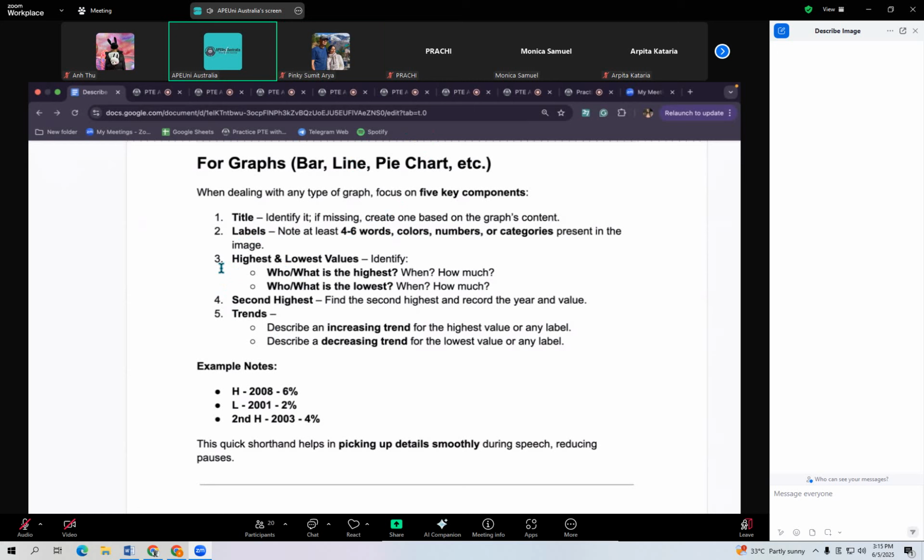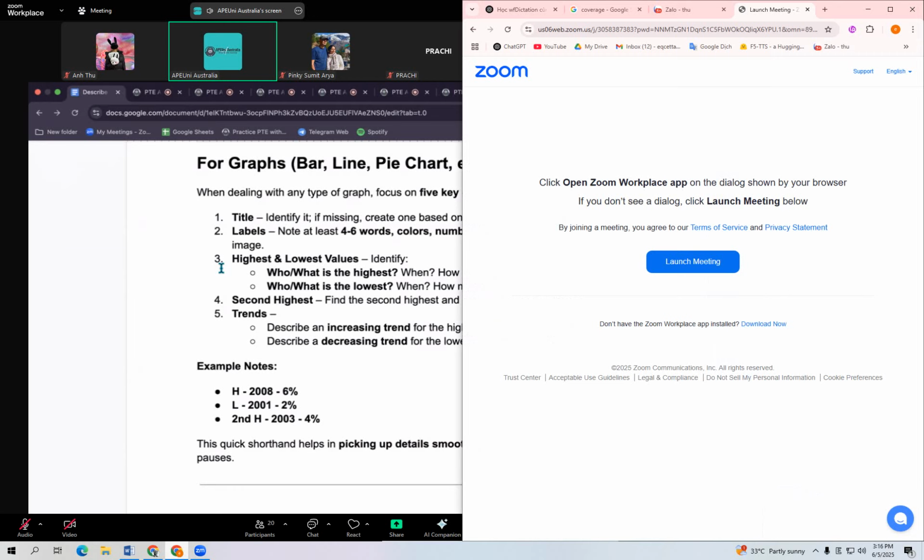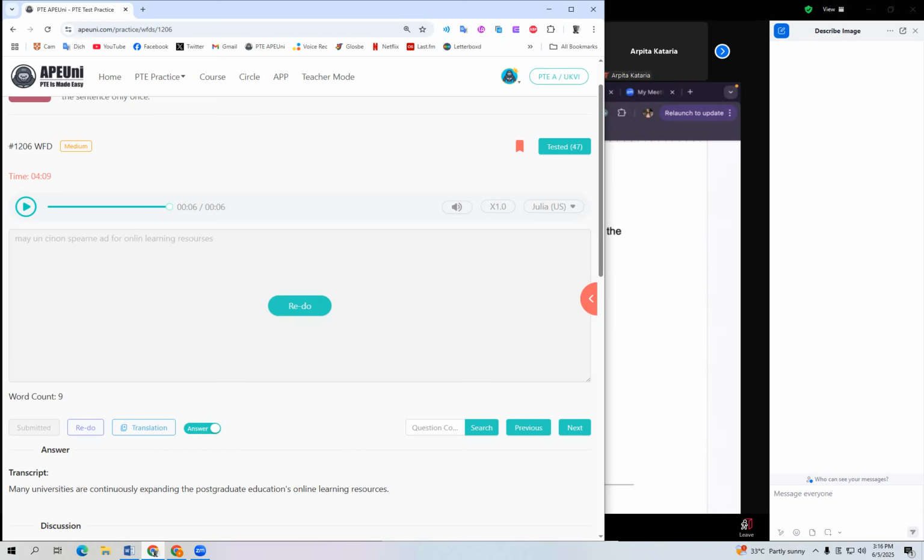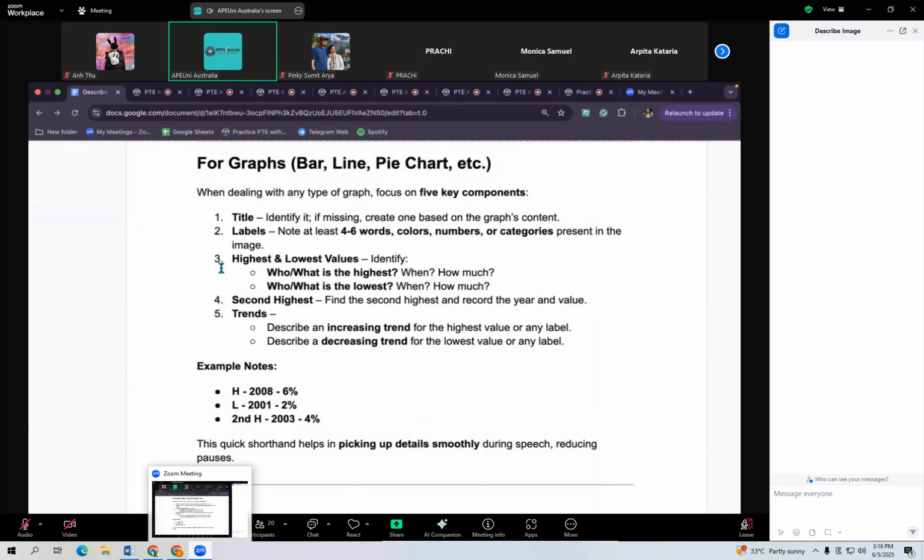Number 3, we want the highest value and we want the lowest value. There will be times when the highest and lowest are there. Besides that, the years are also given. You know that during this year, the amount was this, during that year, the amount was this, and so on. So maybe you have 5 years given. In 1 year, it was the highest. In 1 year, it was the lowest. In 1 year, it was the second highest. You need to just point out those 3 segments, right?